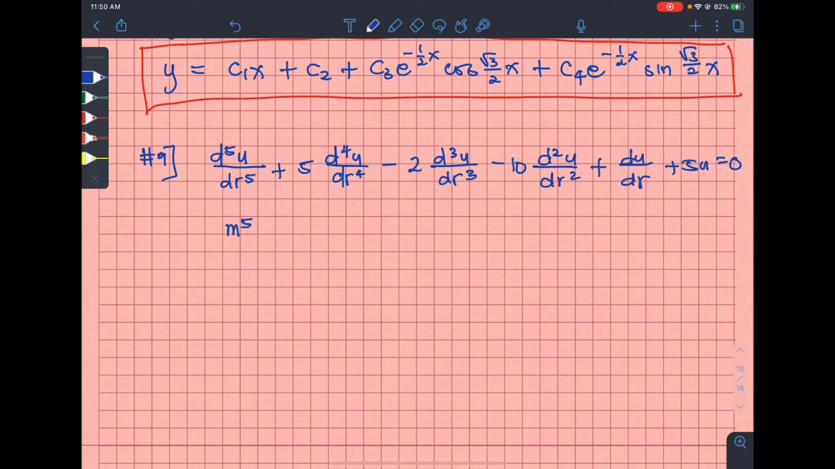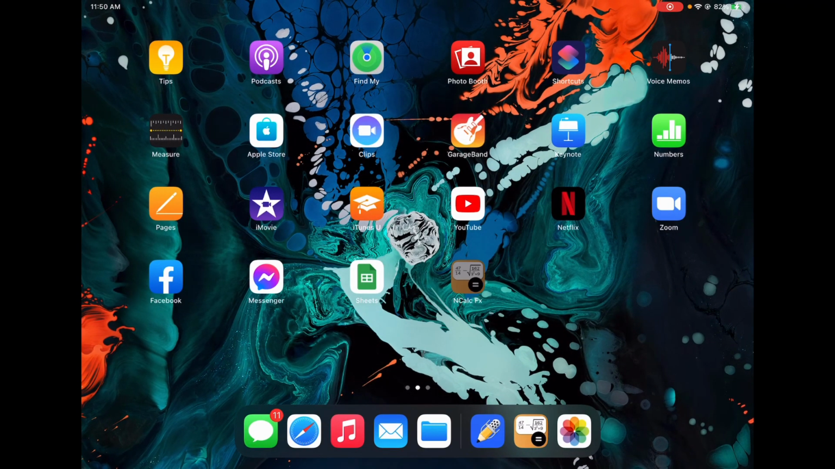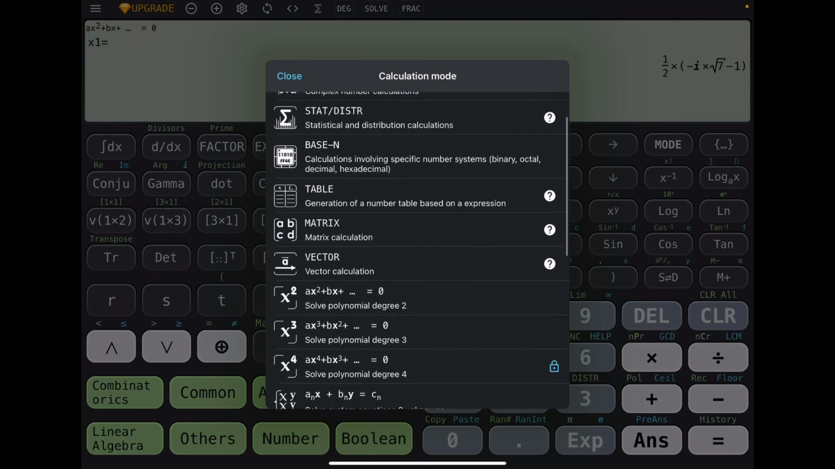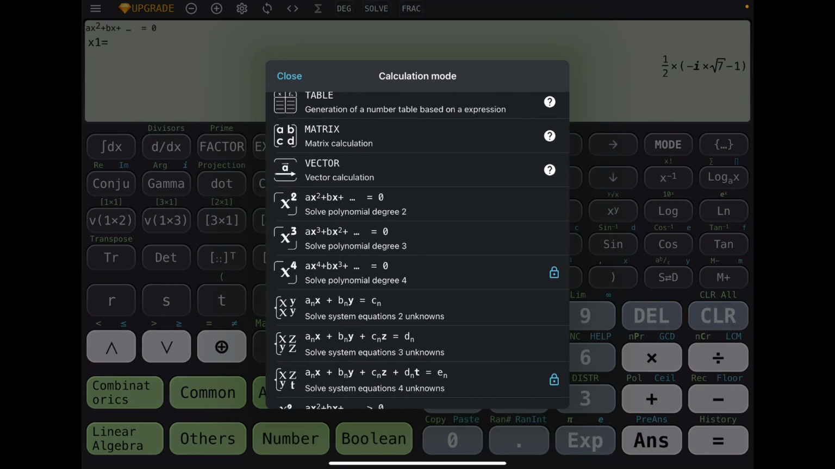So ganun din, no? So m to the fifth plus 5m to the fourth minus 2m cubed minus 10m squared plus m and plus 5 is equals to 0. 1, 5, negative 2, negative 10, 1, then 5. So definitely, even on the calculator, wala tayong ganito kataas na equation, no? Let me see, kahit dito, meron tayo, hanggang 4 lang ito, oh. Nakalock pa siya.